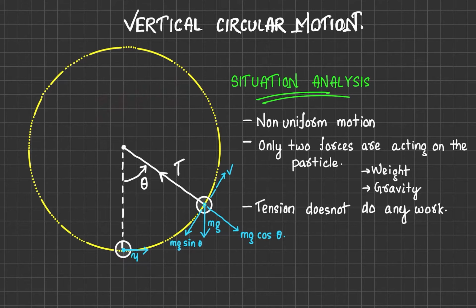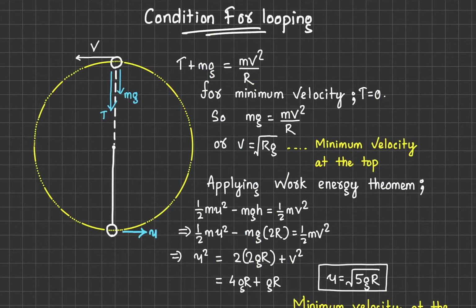Let's further analyze the situation here. Now we will go to the condition for looping, meaning what should be the condition so that the particle can complete a vertical circular motion. Let's see then. Let's say we hang the object vertically like this, and it is provided with a velocity u.